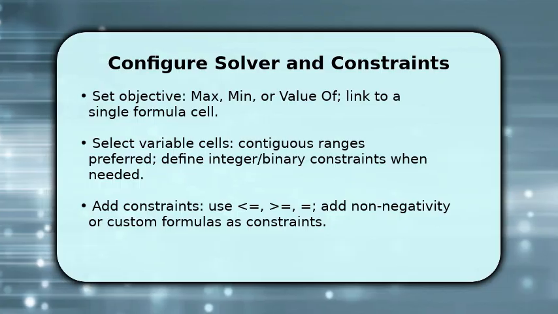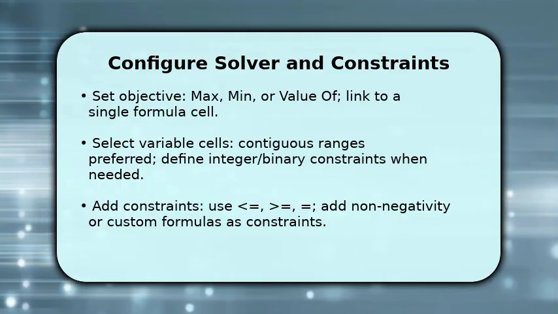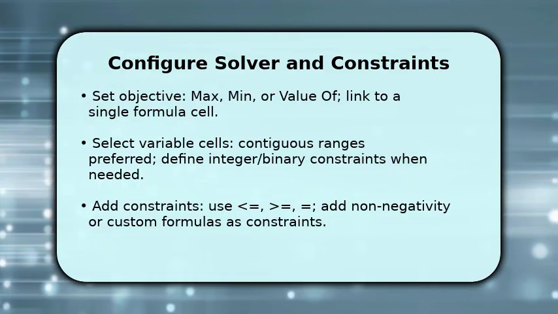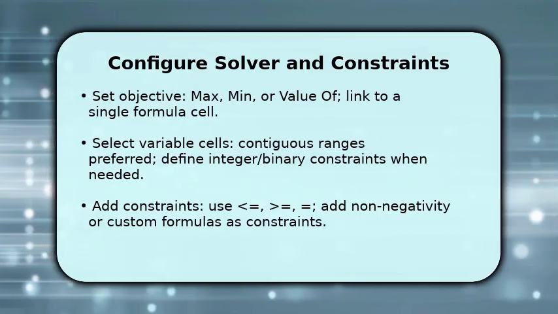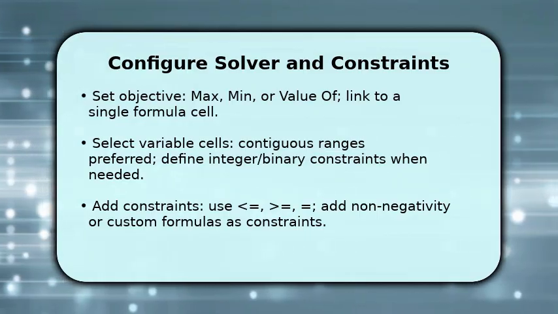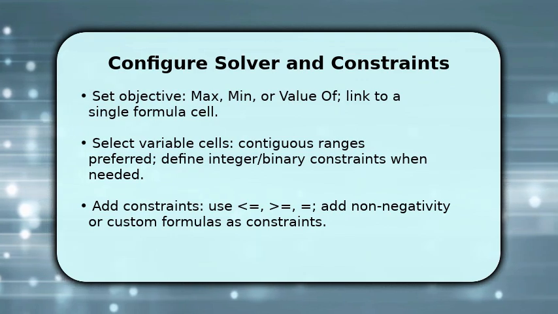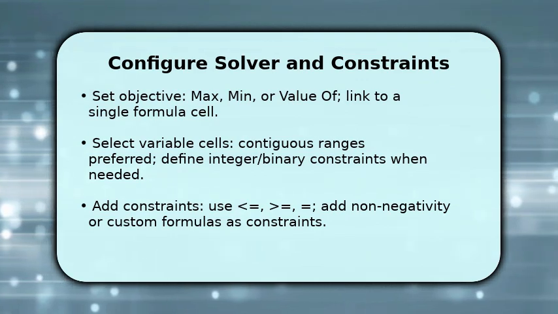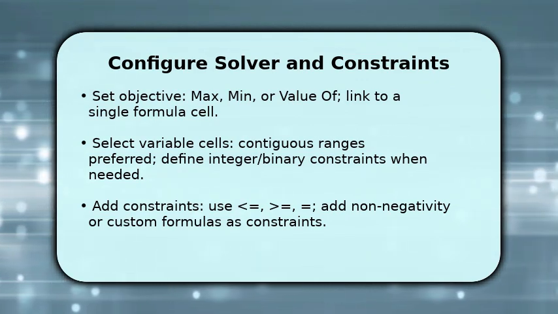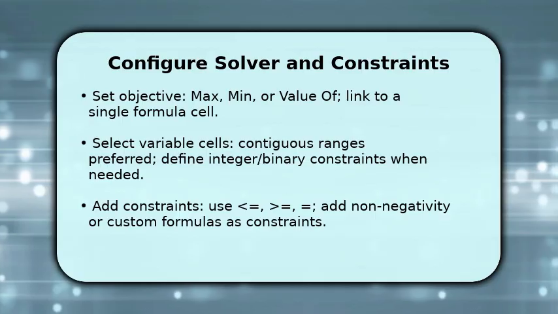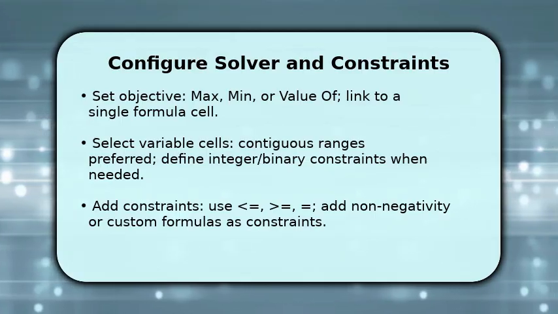Add constraints one by one, choosing the relation and right-hand side. Include integer or binary constraints if variables must be whole numbers. Once all constraints are listed, pick a solving method: Simplex LP for linear, GRG Nonlinear for smooth nonlinears, or Evolutionary for discontinuous problems.